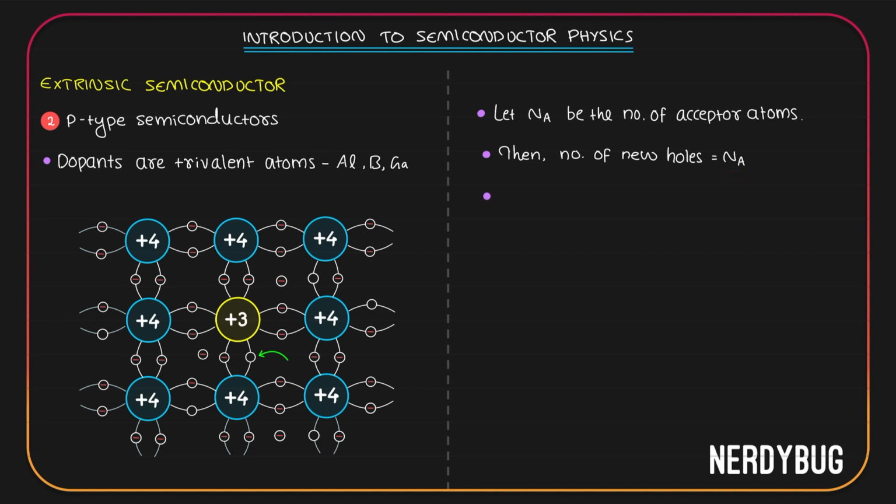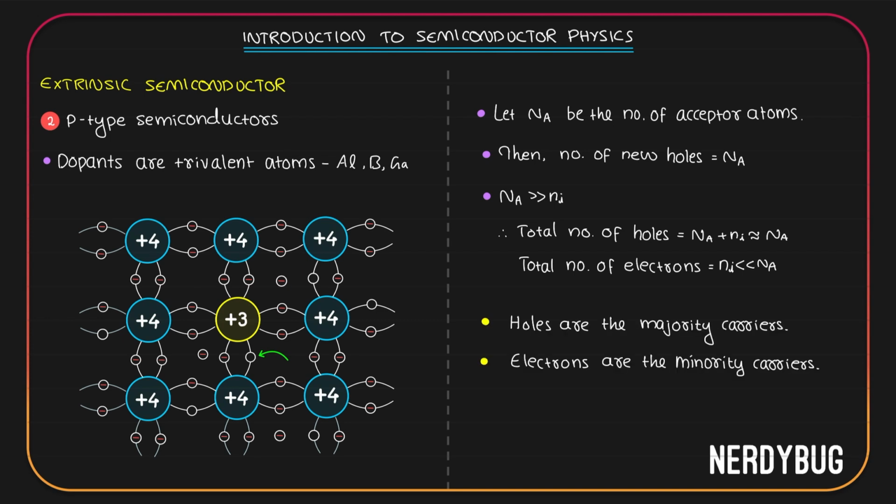While doping, we make sure that Na is very much greater than Ni, which is the intrinsic carrier concentration. So when we take the total number of holes, which is Na plus Ni, since Ni is very small, this will be approximately equal to Na itself. But the total number of electrons is still going to be Ni, the intrinsic carrier concentration, and it is very much less than Na. Therefore, in P-type semiconductors, holes are the majority carriers and electrons are the minority carriers.